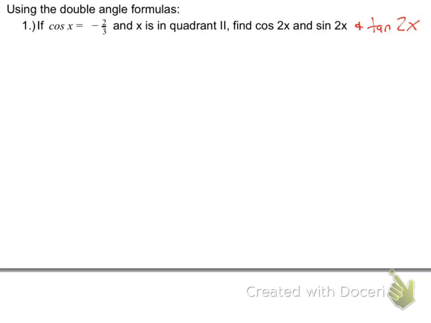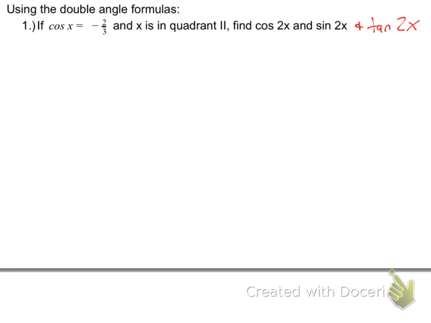So the first problem we are going to do, and I took the liberty of adding tangent of 2x to the end of it, is that we're going to use the double angle formulas. What if cosine of x is equal to negative 2/3? You're in quadrant 2, because if you remember, cosine is negative in 2 different quadrants, quadrants 2 and 3. So it's telling you it has to be a negative quadrant, which is 2 or 3, but it's telling you it's in 2. I would like you to find cosine of 2x. So what happens if I double the angle, double x? Sine of 2x and tangent of 2x.